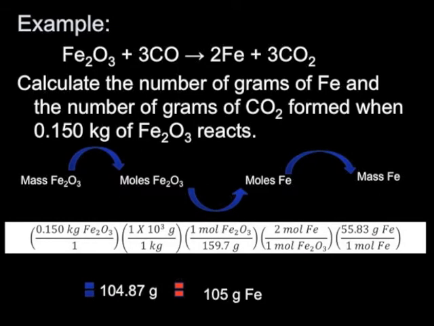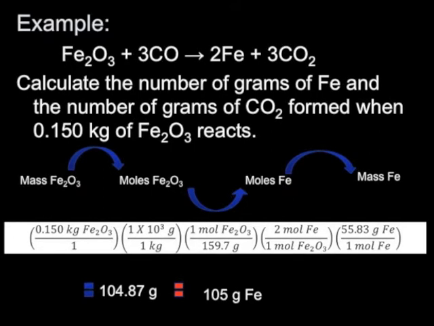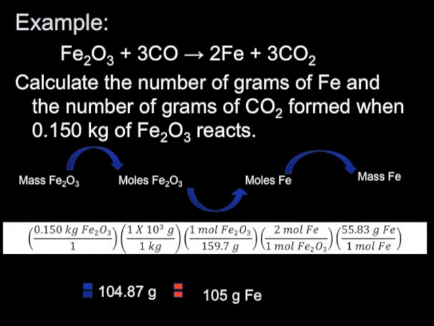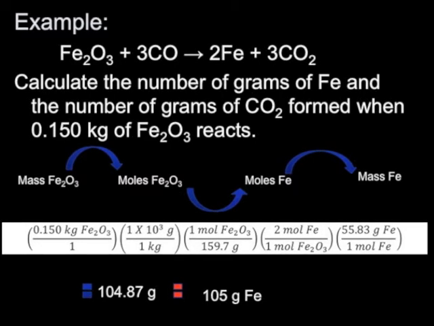But we don't want iron oxide, we want information about the iron. So now we're going to do a mole-to-mole ratio. So from the balanced equation, for every one of those iron oxides that reacts, we're going to produce 2 moles of iron. So we have this 2-to-1 molar ratio. Again, we put the 1 mole of iron oxide on the bottom to cancel out that unit, giving us this 2 moles of iron on top. We want grams at the end, so we're going to have to multiply by its molar mass, the 55.8 grams.